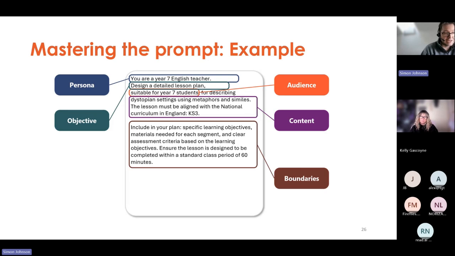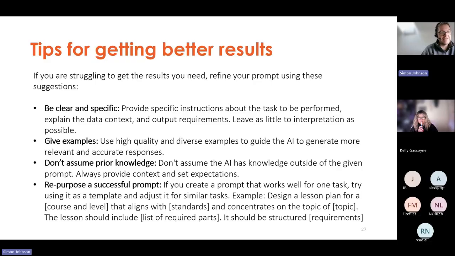So here's an example of what one actually looks like using all of those. Persona: you're a Year 7 English teacher. Objective: design a detailed lesson plan. Audience: suitable for Year 7. Content: describe dystopian settings using metaphors and similes, linked to the National Curriculum in England, Key Stage 3. And then I've got boundaries, so 60 minutes, and I've also specified what to include in a lesson plan, such as lesson learning objectives, assessment criteria, and so forth. So the more detail you can give it, the better. And in some cases, you can even ask AI to help you to improve your prompt to get what you are looking for.